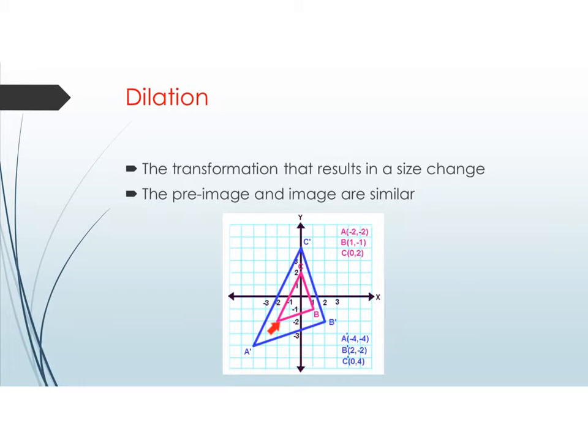You can tell because A prime is always the after, right? Pre-image and image. So A becomes A prime. It expands out. C becomes C prime. It expands out. B becomes B prime. It expands out. And you can see here, right? Each one is bigger in this case.